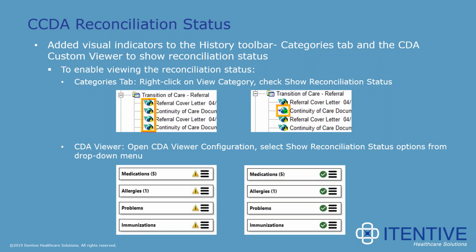So this enhancement would affect clinical users who view or reconcile any of your CCDAs at your practice. So that warning or caution icon displays for any documents that need to be reconciled, and then the green check mark shows only after meds, allergies, and problems, all three of those are reconciled in some way.